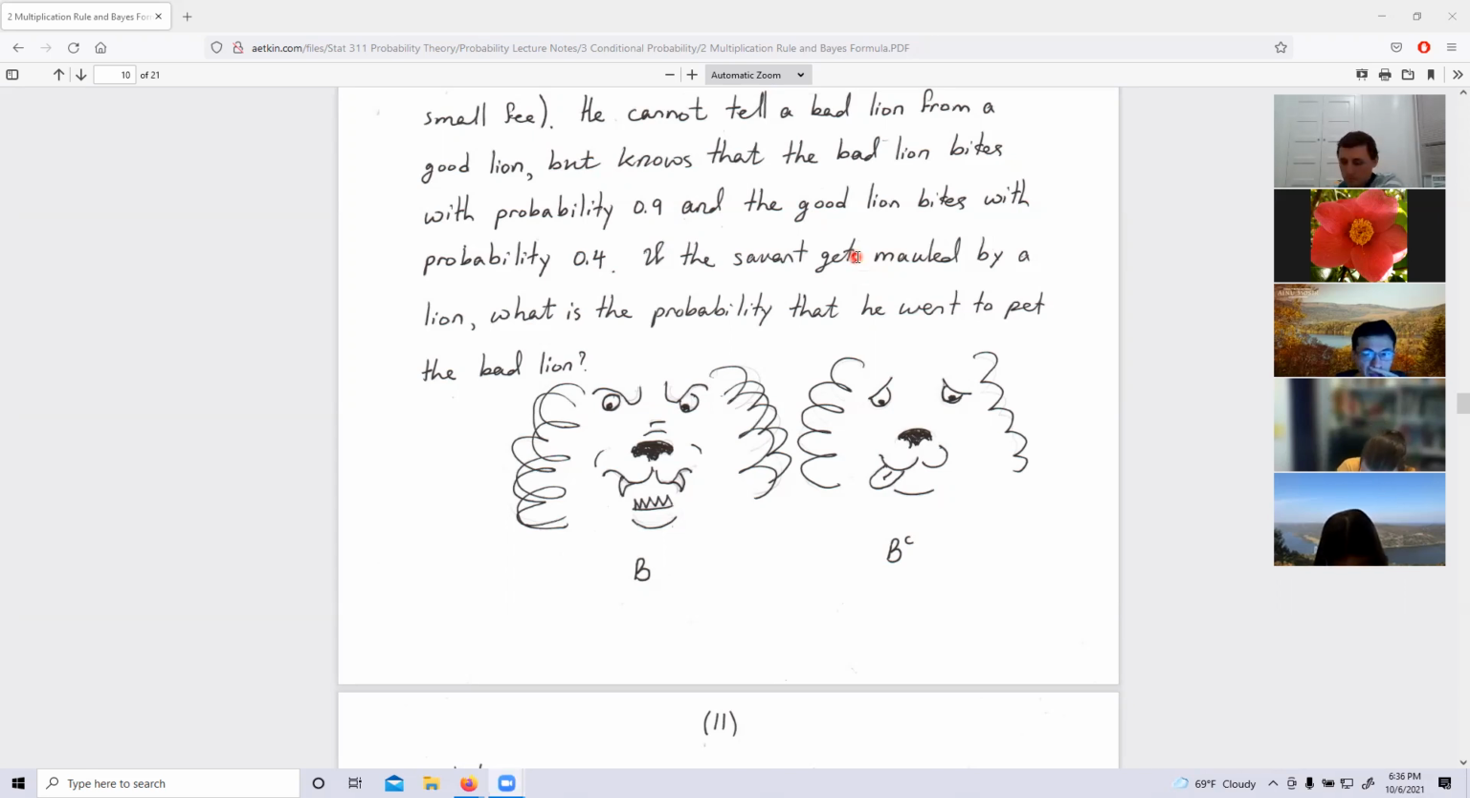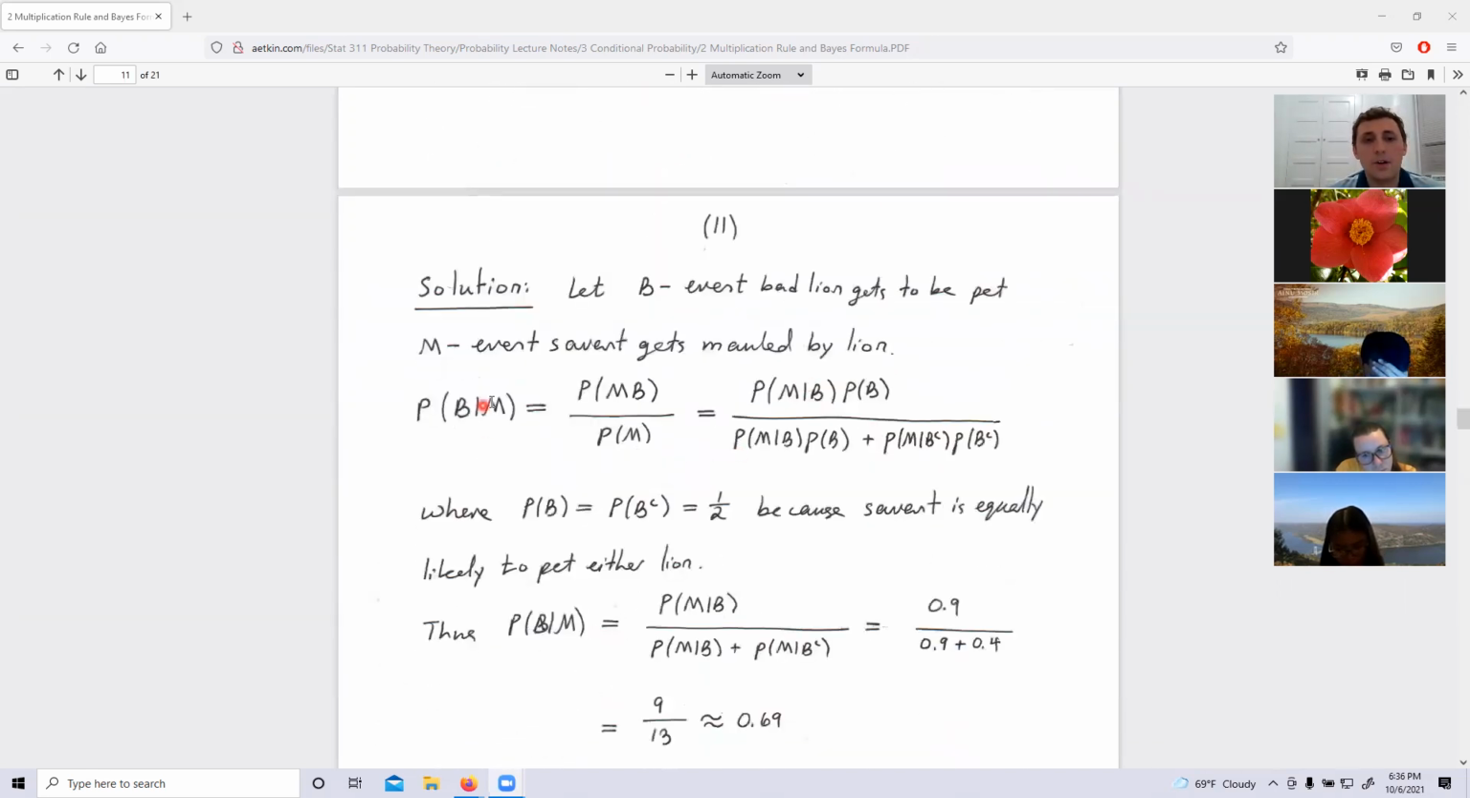So here is the situation, guys. M is the event that the savant was attacked by the lion, and B is the event that it was the bad lion. What's the probability that it was the bad lion given that there was an attack? So it's probability of attack and a bad lion divided by probability of attack. And then I can condition the numerator. It's the probability of bad lion times the probability of attack given bad lion. You agree?